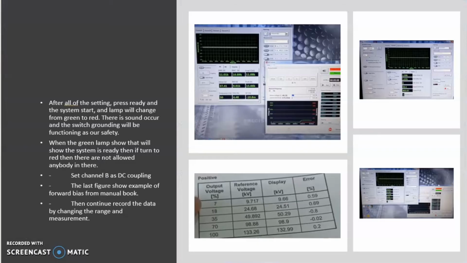So, after all the settings, we are ready and the system starts, and we change from grid to red. There is a sound, and the switch cloning will function as our safety. When the green lamp shows, that will show the system is ready, then it turns to red when they are not allowed.